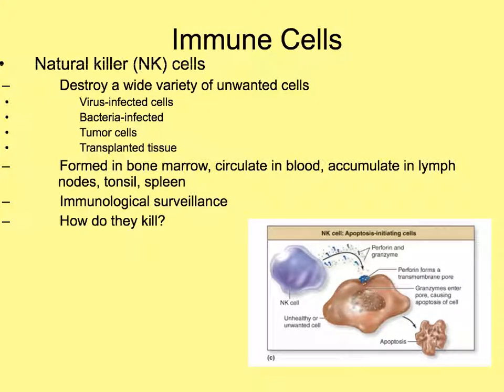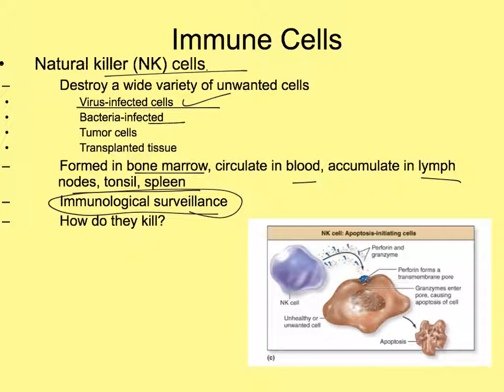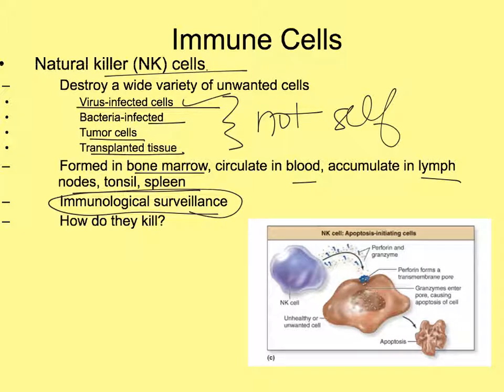Now, natural killer cells. They circulate in the blood. They're formed in the bone marrow, and they accumulate in the lymph nodes, the tonsils, and the spleen. They do immunological surveillance. Basically, they're hanging out looking for virus-infected cells, bacteria-infected cells, tumor cells, and transplanted tissue. They're looking for things that are not self, things that don't look like they belong.